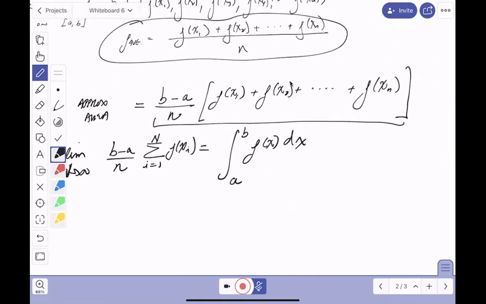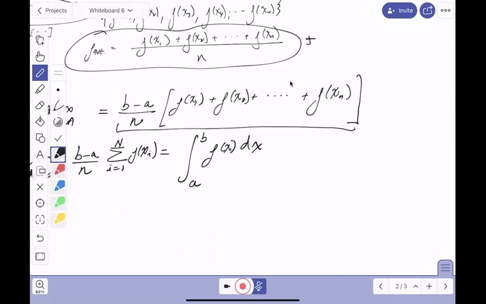But you know what? This is really what I want. And what I really want is f average for the function itself when n goes to infinity. So I'm looking for this, and I think I see it. So this thing as n goes to infinity is this thing over here.